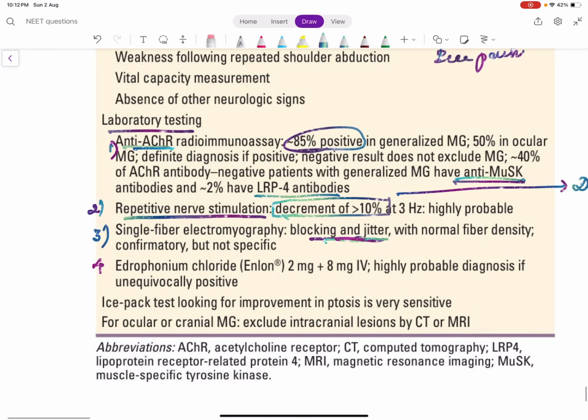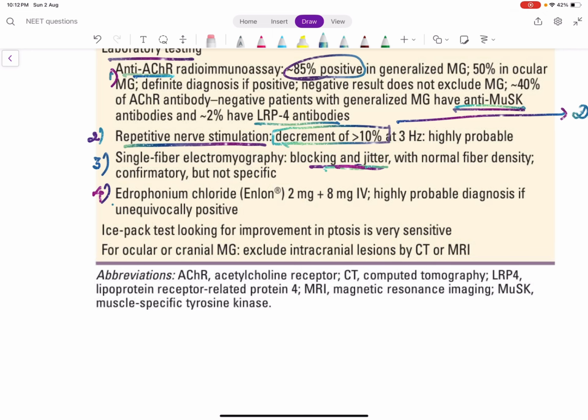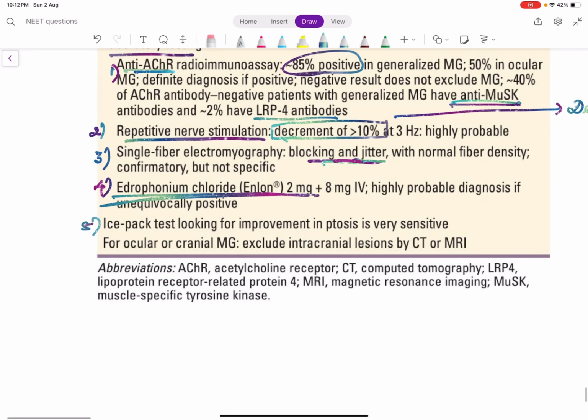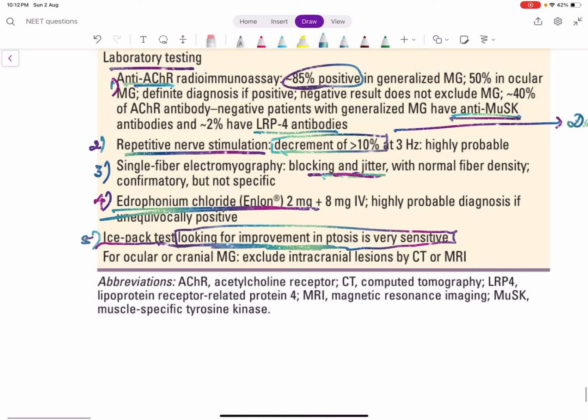I told you about the test to differentiate between myasthenic crisis and cholinergic crisis. It's the edrophonium chloride test. It's not used nowadays. Ice pack test I discussed. On keeping an ice pack, it mechanically inhibits cholinesterase, so acetylcholine levels increase. So ptosis improves. Right? Most of the time, myasthenia gravis is associated with thymoma.